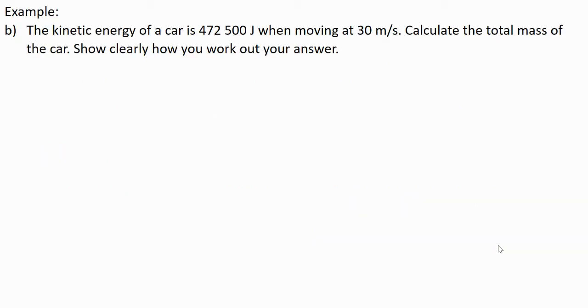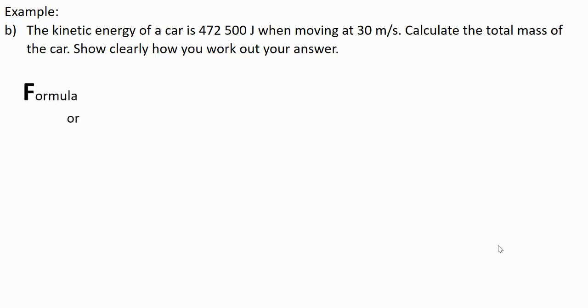So here's a question. The kinetic energy of a car is 472,500 joules when moving at 30 meters per second. Calculate the total mass of the car. Show clearly how you work out your answer. And if this was an exam question, it'd probably be 4 marks. So it's a lot of marks, but super easy to get if you follow the FIFA method.